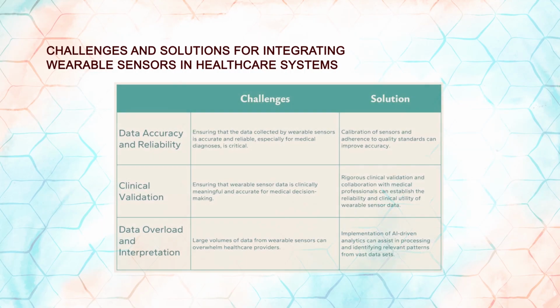The first is data accuracy and reliability. The challenge is to ensure that the data collected by wearable sensors is accurate and reliable, especially for medical diagnosis, where accuracy is critical. Its solution is that calibration of sensors and adherence to quality standards can improve accuracy. Regular maintenance and updates can address issues that affect data reliability.